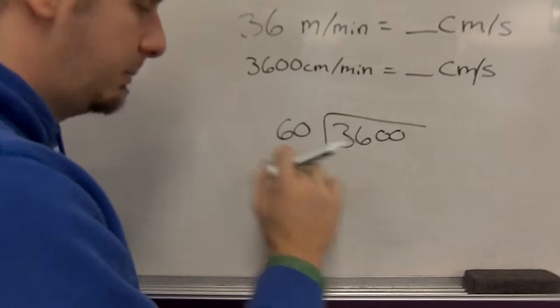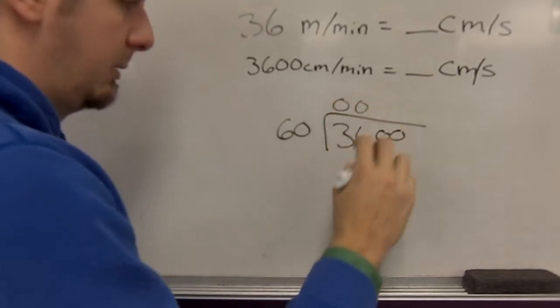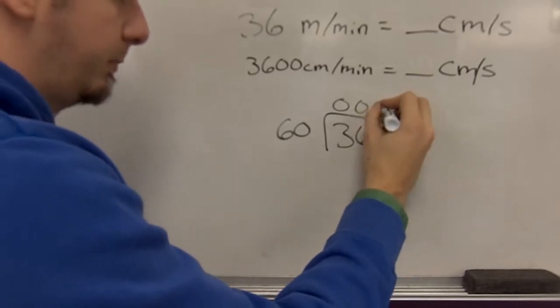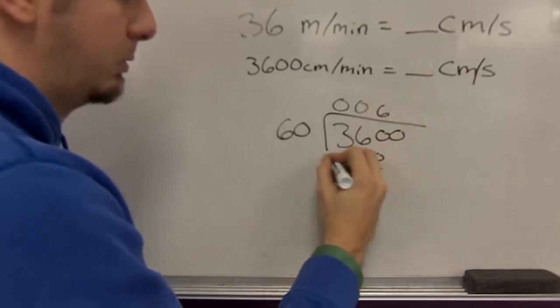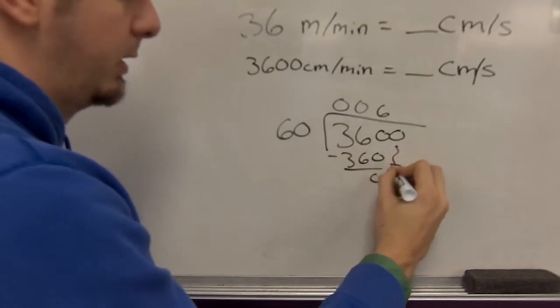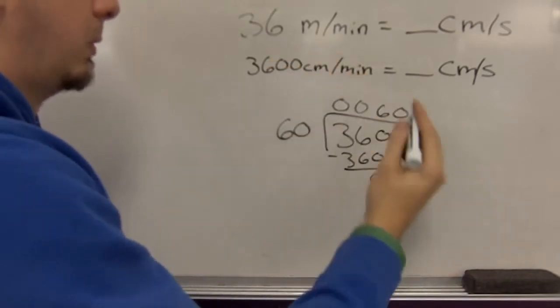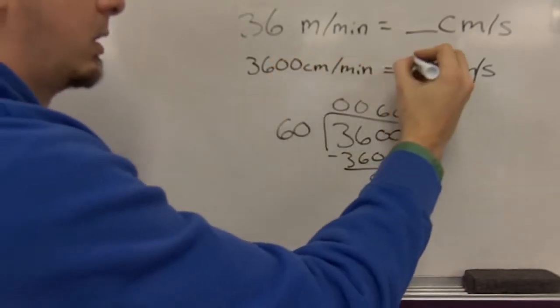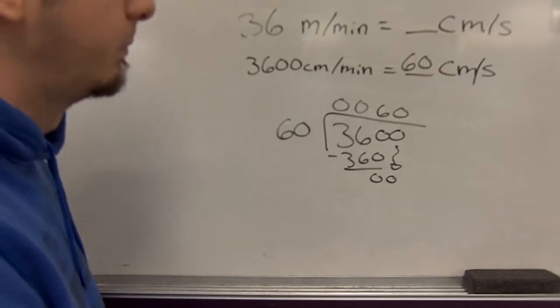So 60 goes into 3 0 times, it goes into 36 0 times, it goes into 360 6 times. You subtract, drop your 0. 60 goes into 0, no times. So I'm all done. And my answer is 60 centimeters per second.